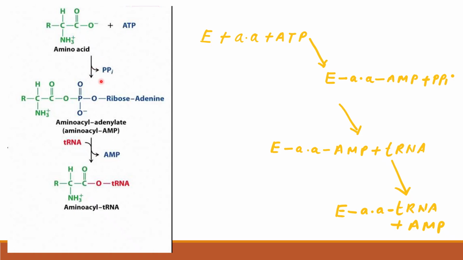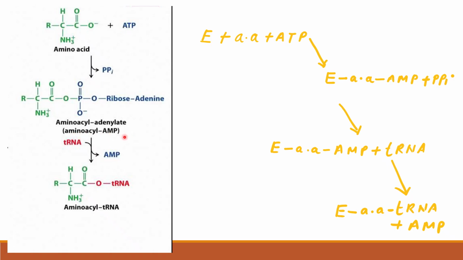This release of pyrophosphate is very important in this case because, as we already know in metabolism, pyrophosphate, PPi, gets hydrolyzed by pyrophosphatase. The moment it is released, it is hydrolyzed, releasing a large amount of energy, which pulls this reaction in the forward direction.